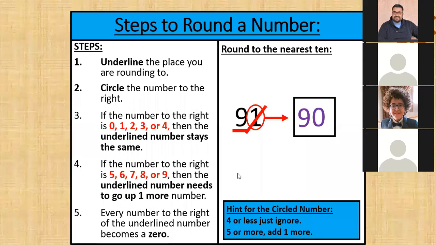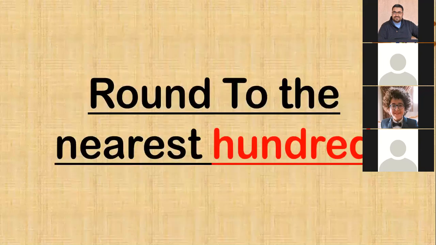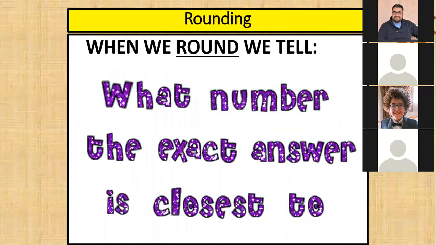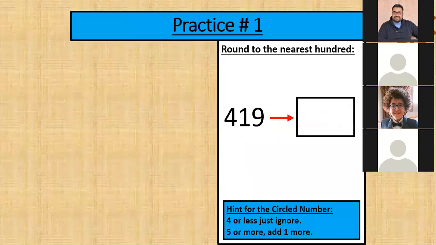So this is the last example in round numbers to the nearest 10. These are the steps to round numbers to the nearest 10. Now we are going to see how to round numbers to the nearest 100. The same steps, but with a little bit of change. Here, we want to round to the nearest 100. First step, we will put a line under the number in the 100 place.